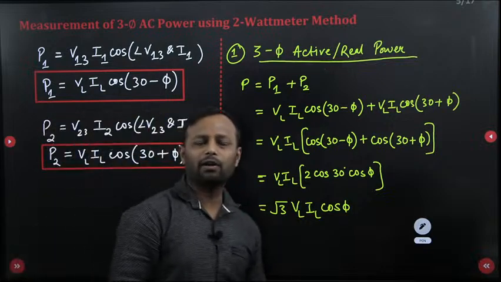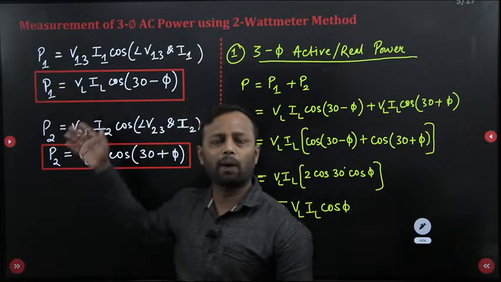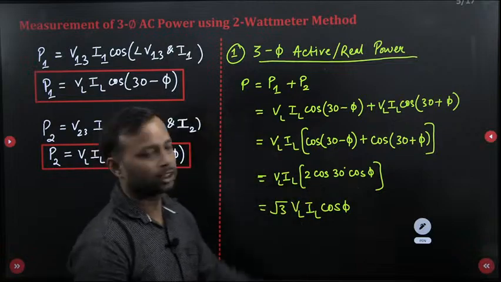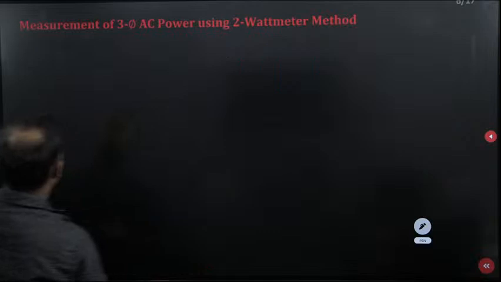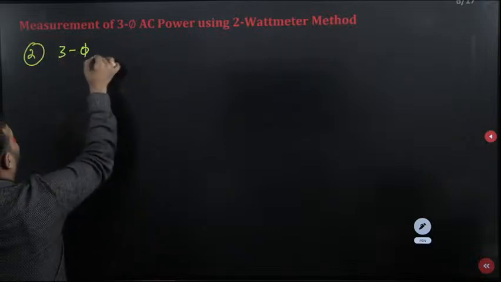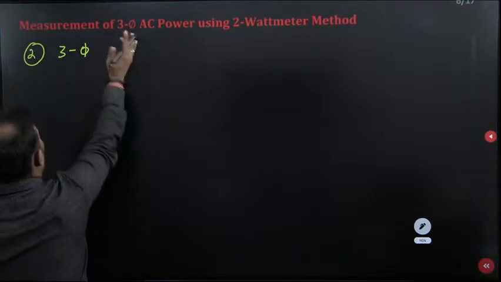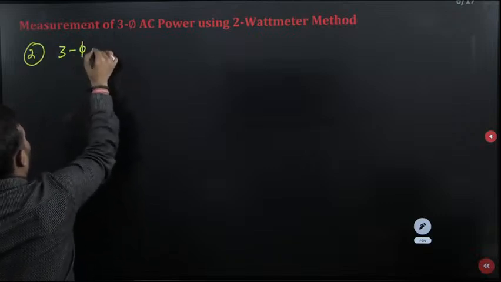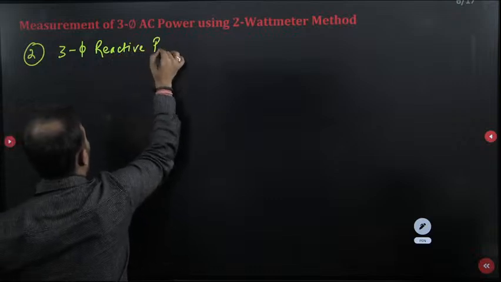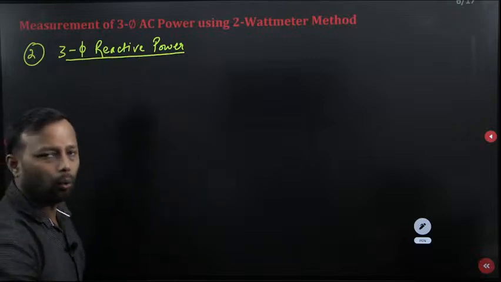So how are we going to get the three-phase real power? Suppose if individual power readings are given to you, just add those two values, you will get the three-phase power. Done. Now let us go back to the second reading, which is the three-phase reactive power. Three-phase reactive power. So in this case, we will have to subtract the power.